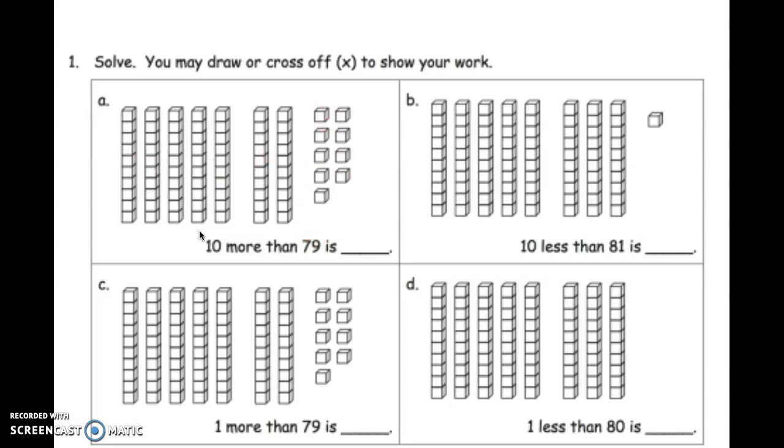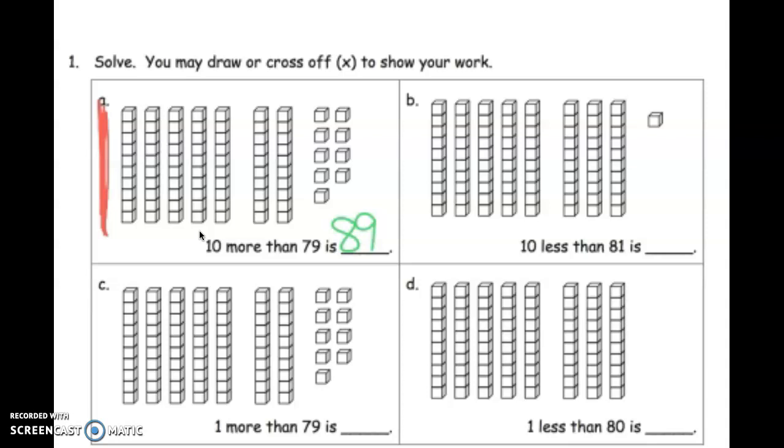So we have 79. Now, if we wanted to do 10 more than 79, what would we need to do? Well, we would need to add one more 10. And so I'm going to draw a quick 10. There's my quick 10. So what do we have now? Well, instead of having 7 10s, we now have 8 10s and 9 1s. So we now have 89, 8 10s plus 9.